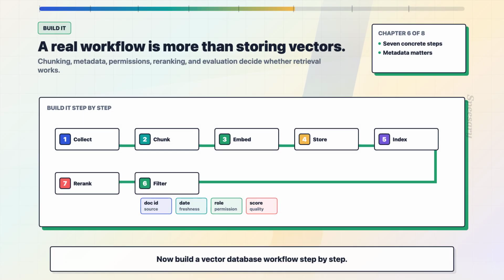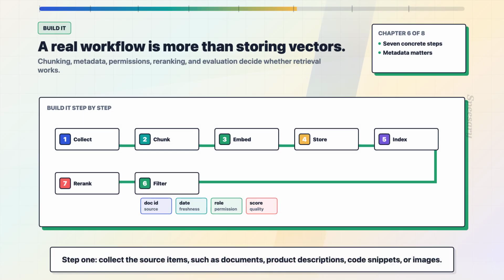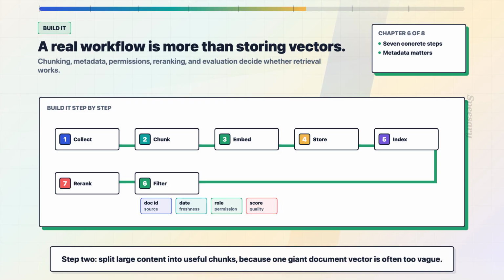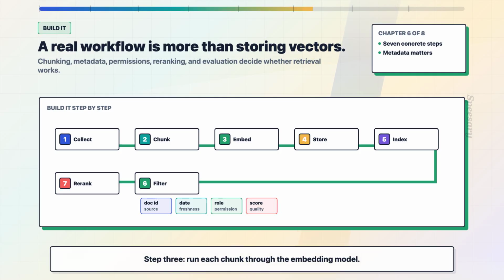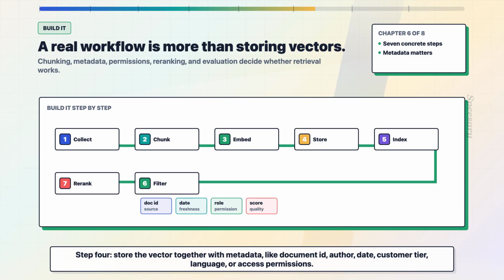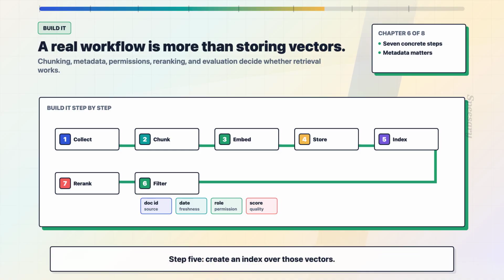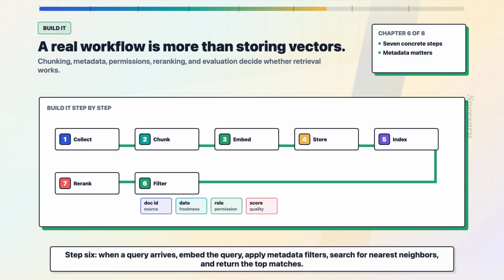Now, build a vector database workflow, step by step. Step 1. Collect the source items, such as documents, product descriptions, code snippets, or images. Step 2. Split large content into useful chunks, because one giant document vector is often too vague. Step 3. Run each chunk through the embedding model. Step 4. Store the vector together with metadata, like document ID, author, date, customer tier, language, or access permissions. Step 5. Create an index over those vectors.